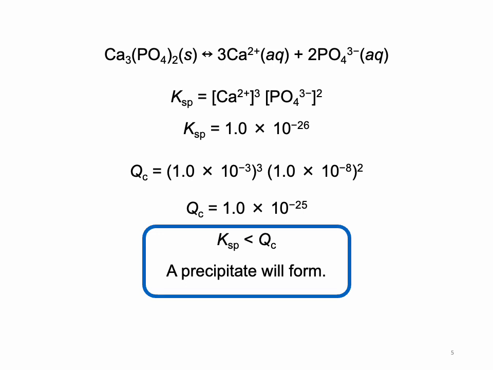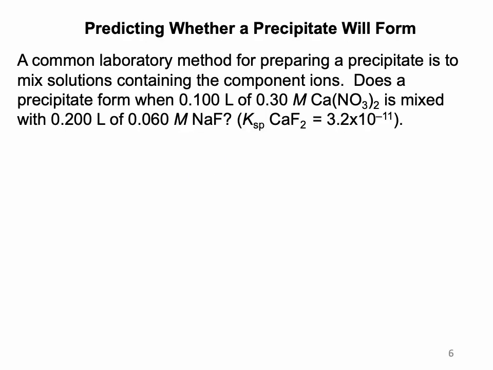When we solve this, the Q comes out to be 1.0 times 10 raised to the power minus 25. KSP is 1.0 times 10 raised to the power minus 6, which means Q is a greater number than KSP, which tells you that the precipitate will form. When Q is big, precipitate will form. When Q is less, no precipitate will form.